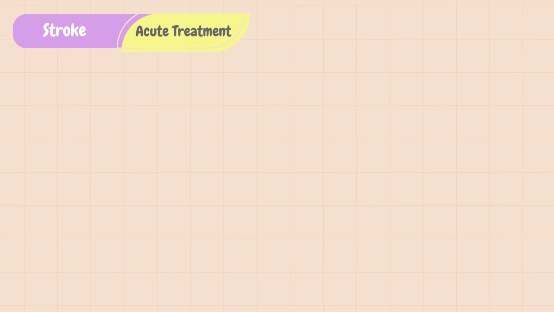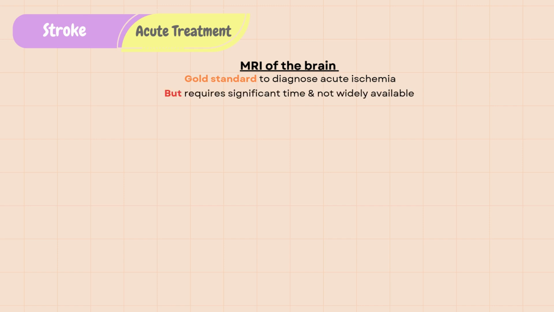While a CT scan is primarily done to rule out brain hemorrhage, an MRI of the brain is the gold standard to diagnose acute ischemia. However, MRI is not used in the early acute phase due to the significant time needed to perform imaging, and also because it is not widely available. A CT angiogram can also be done to provide a map of blood vessels and to detect large vessel occlusion.